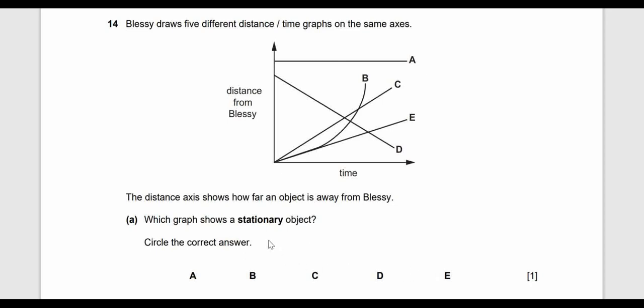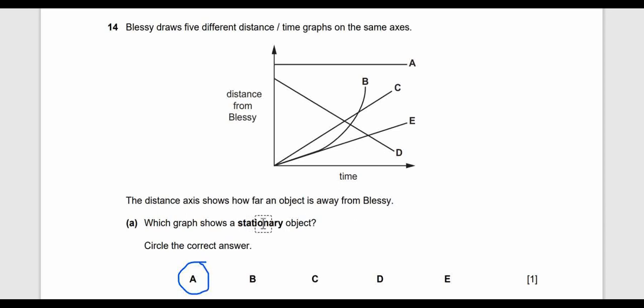Let's open up the answer. Well, the stationary object in here is A, since A has a flat line, it means there's no change of distance from Blasi.